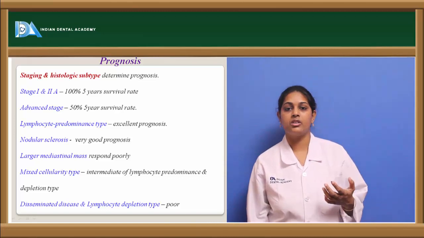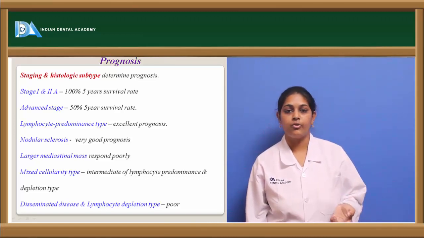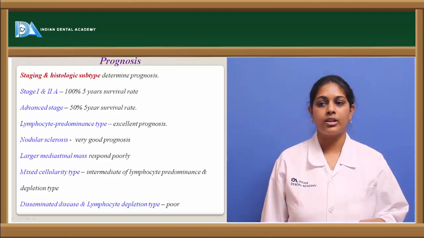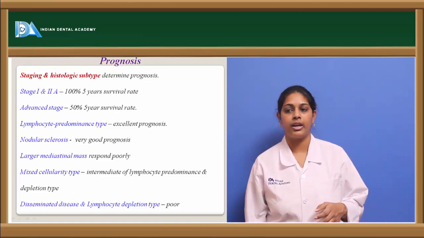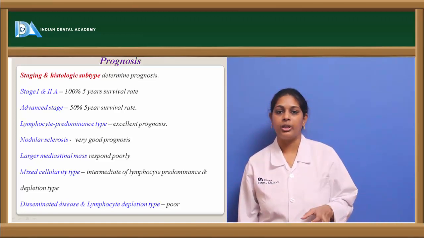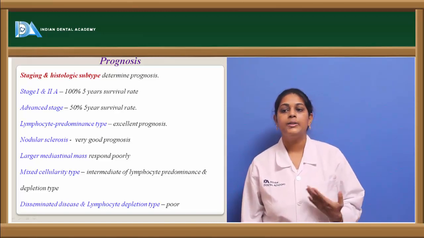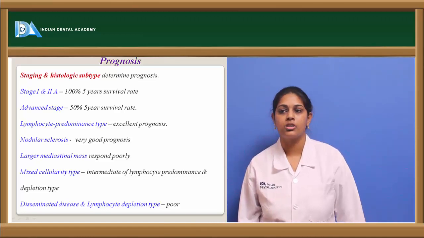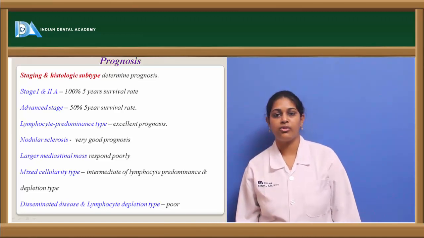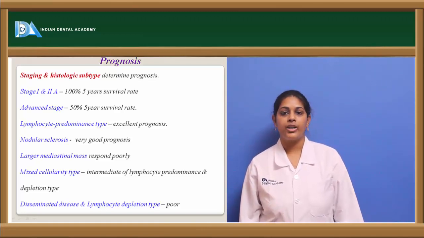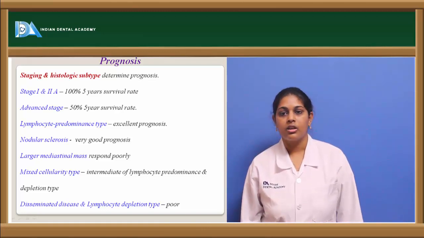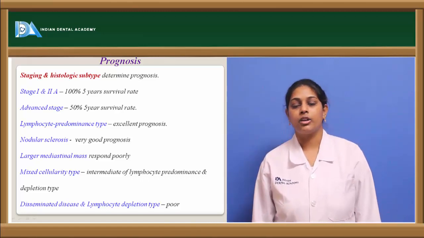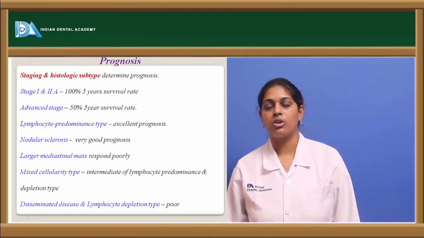Coming to the subvariants of Hodgkin's lymphoma, in the lymphocyte predominant type there's an excellent prognosis, whereas the mixed cellularity type has an intermediate prognosis, that is, neither good nor bad. The disseminated type, or lymphocyte depletion type, has a very poor prognosis, since lymphocytes serve an immune host defense function and their absence results in poor prognosis. Nodular sclerosis type shows a very good prognosis. A large mediastinal mass gives a very poor prognosis. So this is the prognosis of Hodgkin's lymphoma.